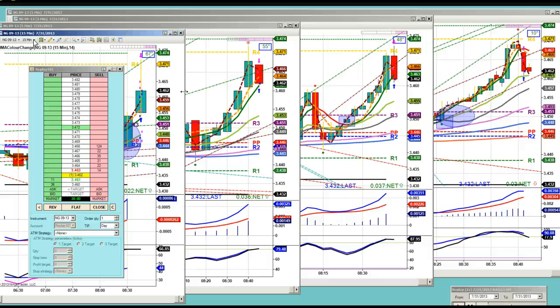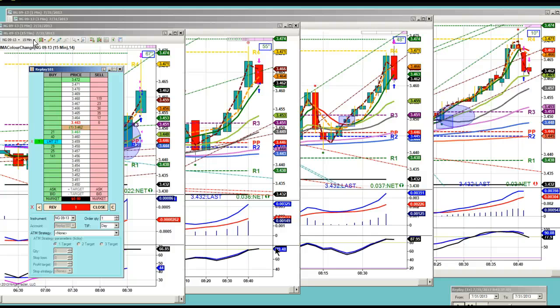Now the HMAs change color. However, we're on the 13. I'm not going to take this trade, because watch here. Let's see what happens. I may or may not get 3 ticks. Okay, not without some risk involved.